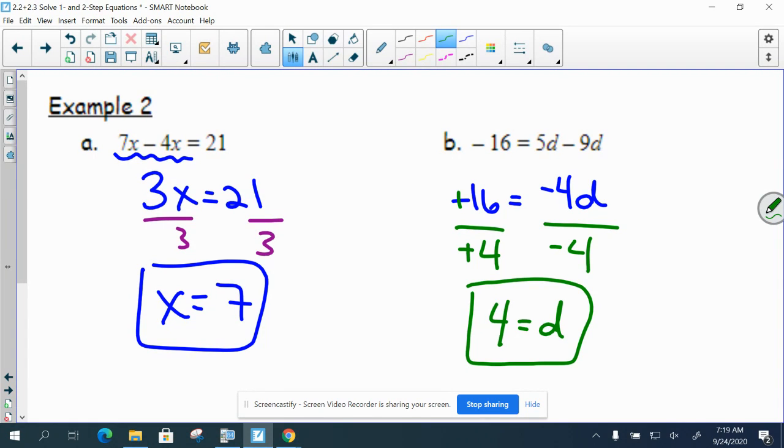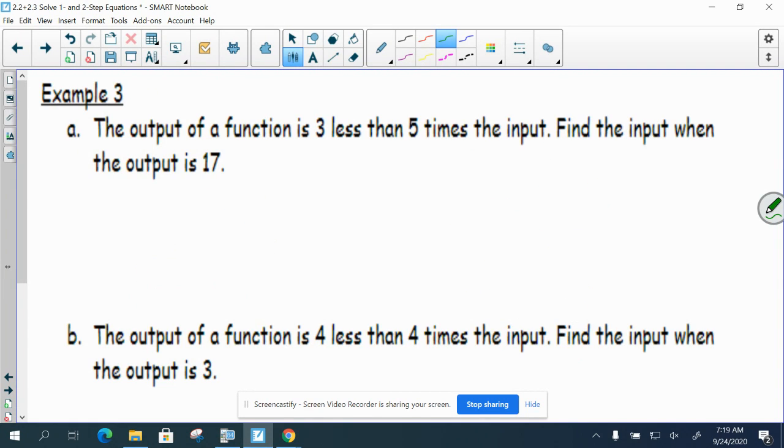All right, and then we have some problems where we have to write out the function. So talking about input and output. You know the output means the y, and the input means the x. Whenever you see output, that means y. So it says the output of a function is, remember, what does "is" stand for? It means equals. So y is equal to 3 less than, so that means less than means flip the subtraction. So it's going to be minus 3, 5 times the input. So 5 times x, or 5x.